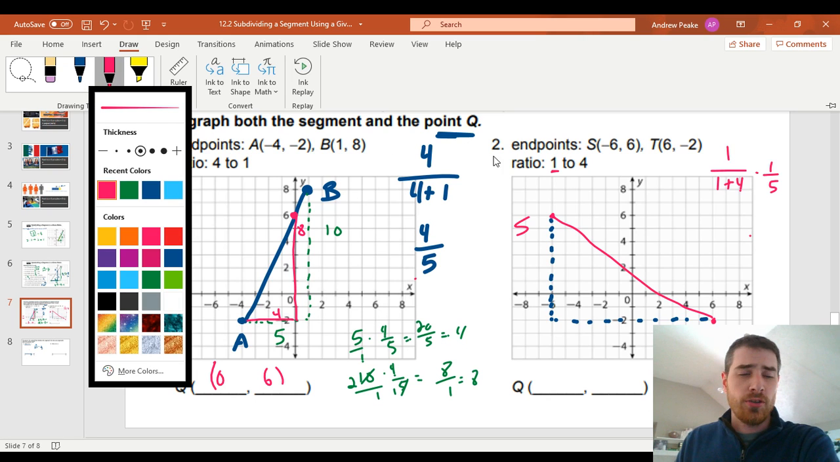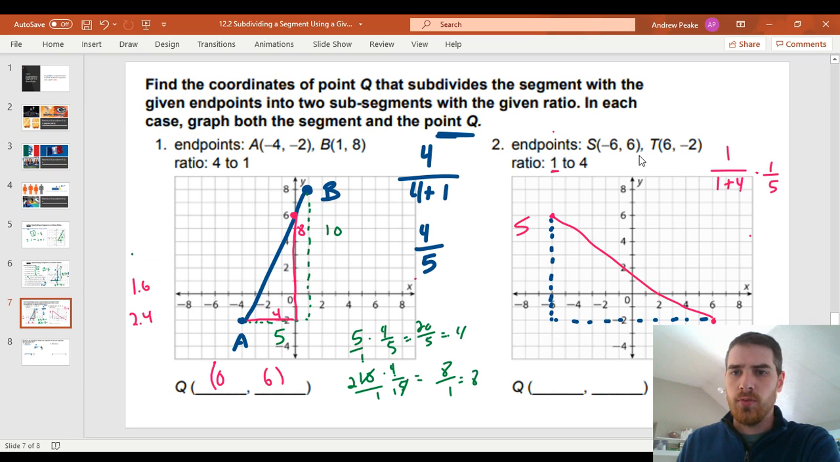Let's look at example 2. We're looking at the endpoints negative 6, 6, and then 6, negative 2 for T. The ratio is 1 to 4. So in this case, I have total parts 5, 1 plus 4 on the bottom. And then the top, instead of it being 4, it'd be 1. So I'm looking at essentially breaking this thing into what's 1/5 of this whole line.